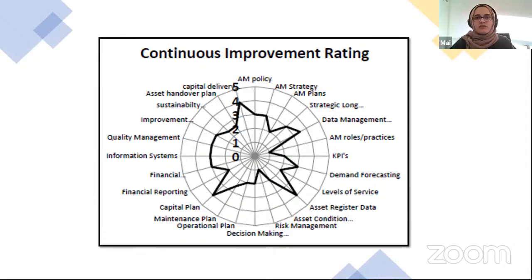But if you look at other things like capital delivery, the capital plan, the asset register data, and even demand forecasting, those are more advanced. The town is a little bit more advanced in those areas. So really it's all about triaging what our priorities are, what the elements are that we need to improve to be able to manage our assets proactively and to be able to provide that level of service.